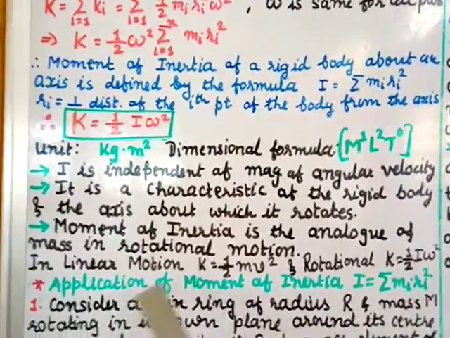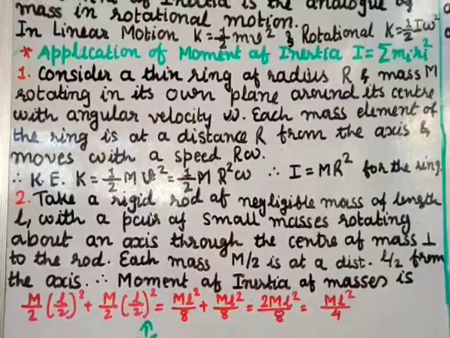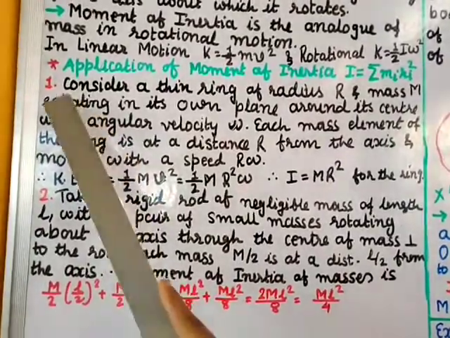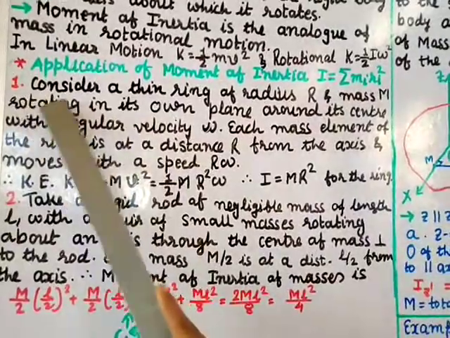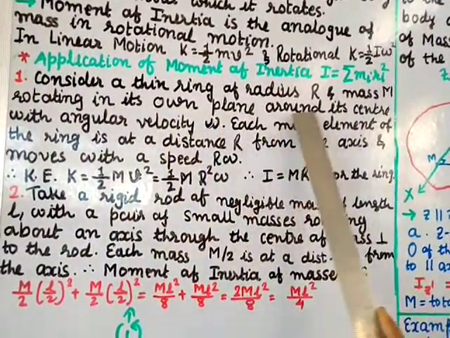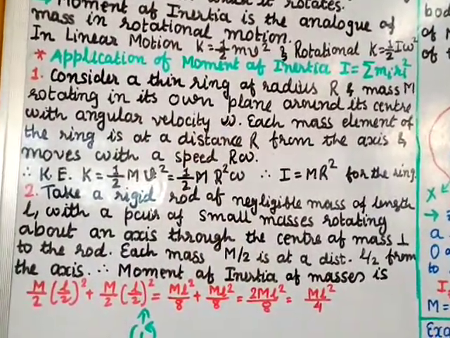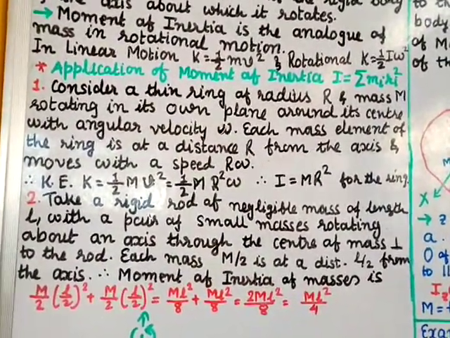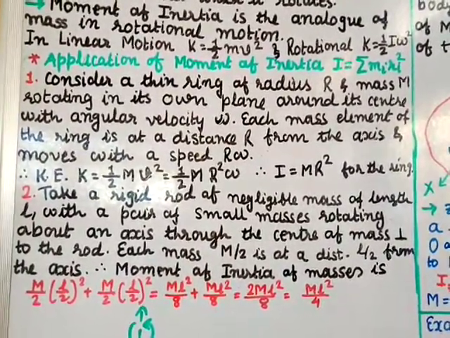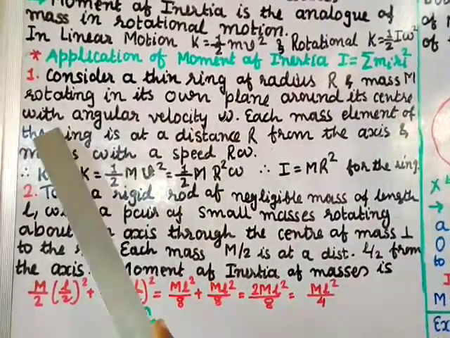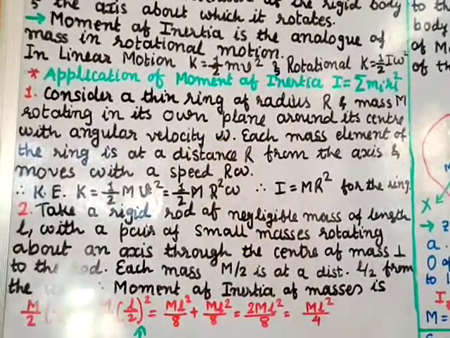Next we have got applications of moment of inertia. I is equal to summation mi ri square. Number 1: consider a thin ring of radius capital R and mass capital M, rotating in its own plane around its center with angular velocity omega. So it is rotating around its center, and the angular velocity is omega.